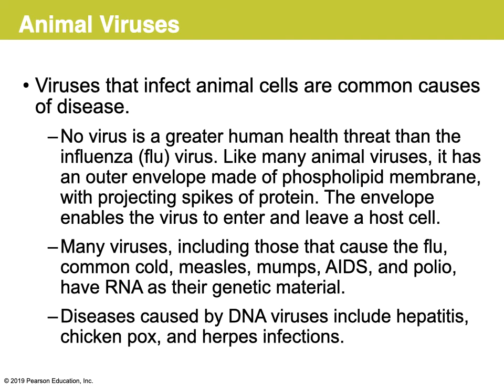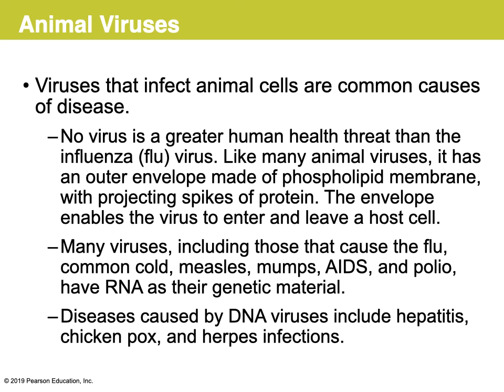Now, viruses that infect animal cells are common causes of disease, right? No virus is a greater health threat to our species than the influenza virus, right, that we call flu viruses. Like many of the animal viruses, it has an additional little trick. It's an outer envelope made of phospholipid membrane with projecting spikes of protein. What some of these viruses do, and you might say, well, wait a second, viruses don't have cell membranes. True. But what some of these viruses do is when they're leaving the host cell, they actually steal a little bit of membrane and wrap it around themselves. Right? So as it leaves, there's a little bubble of membrane around it.